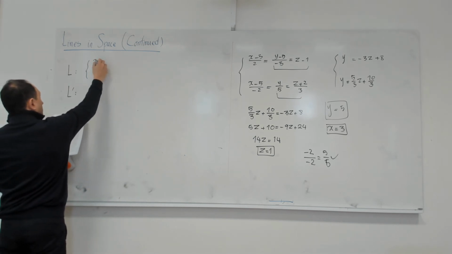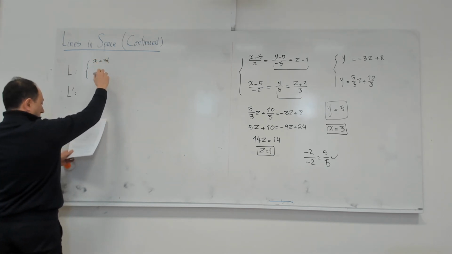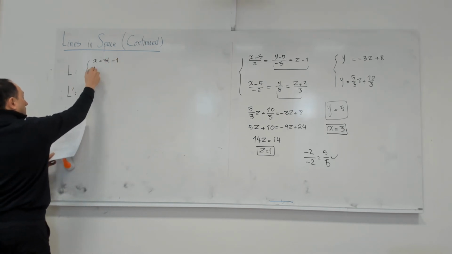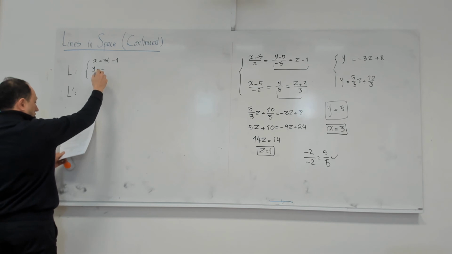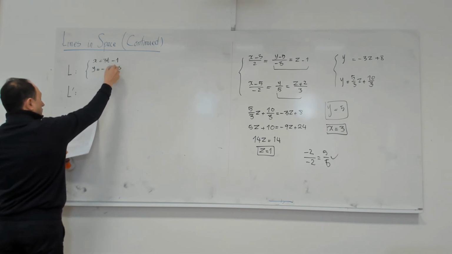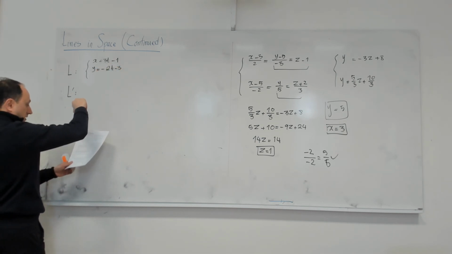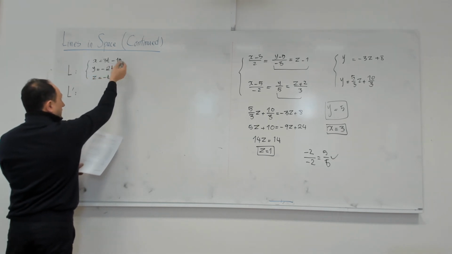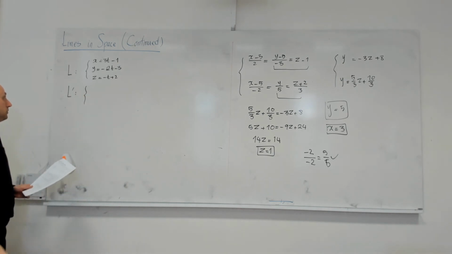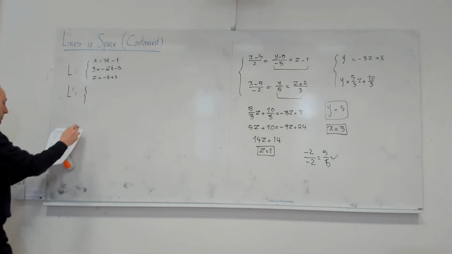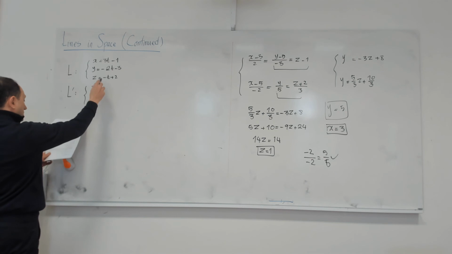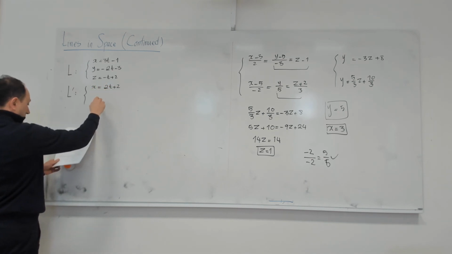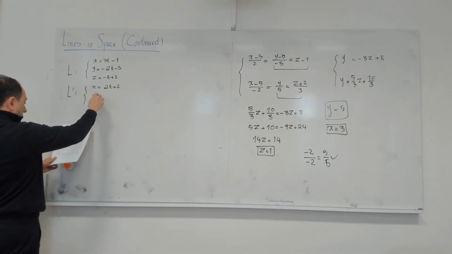x is 3t minus 1. y is equal to minus 2t minus 3. And then z is minus t plus 2. Of course, always t belongs to R. t can be any number. I intentionally write it in this way because I want to draw your attention to one point that might be confusing you.